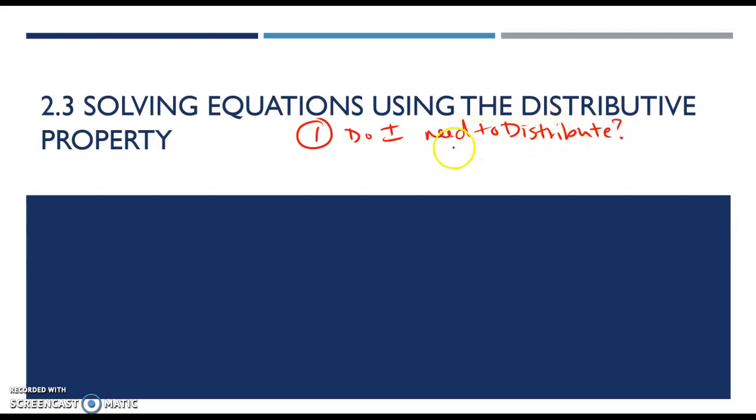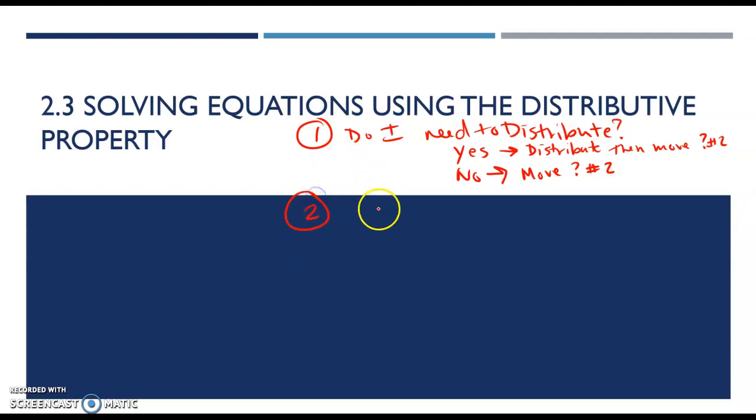If you answer yes, then distribute. Then move, oops, I was writing distribute and then also thinking then at the same time. Distribute, then move to question number 2. If you answer no, you move to question number 2. All right, so that's the first question. Do I need to distribute?